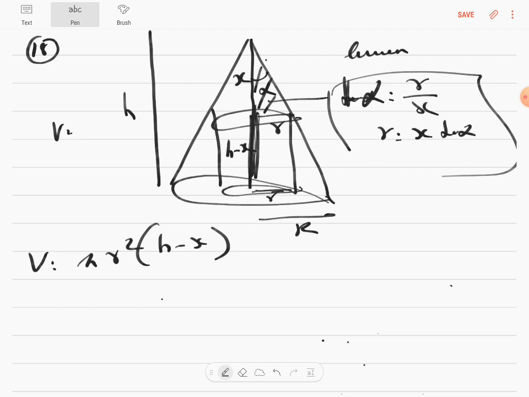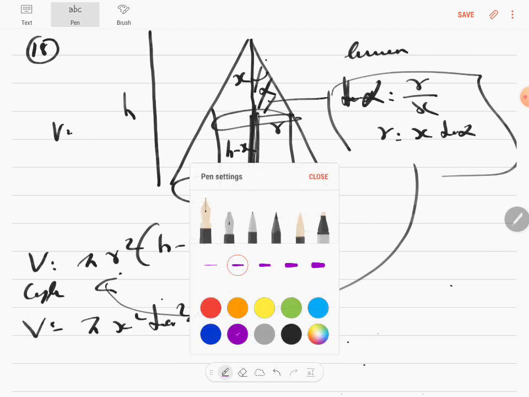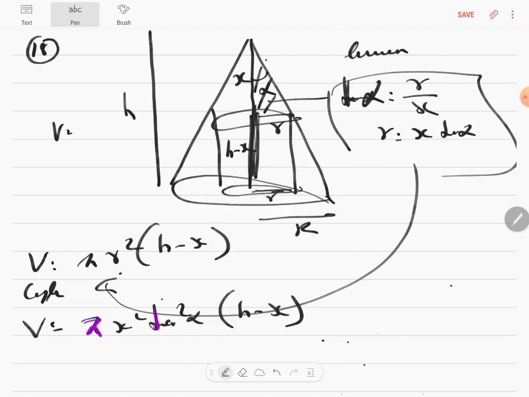You can't write h to be the height of the cylinder. H is the height of the cone. So the cylinder's height is h minus x. You can't have two variables. So write r as x tan alpha. So pi x square tan square alpha into h minus x is my volume. Now can you see, pi is a constant, tan square alpha is a constant, and h is a constant. So x is the variable.